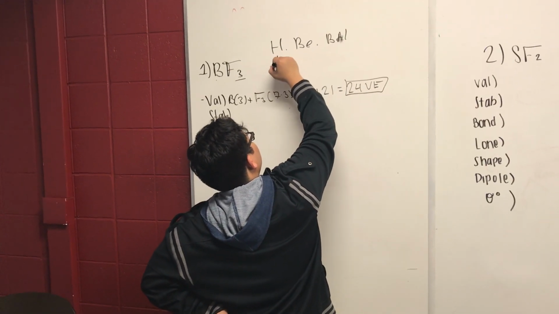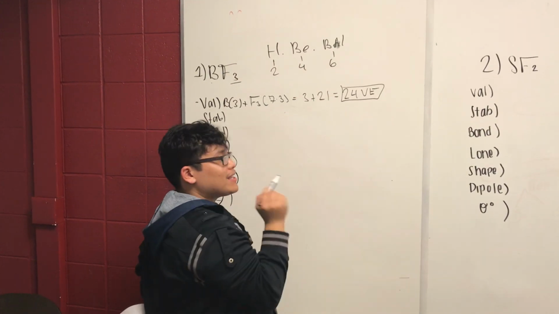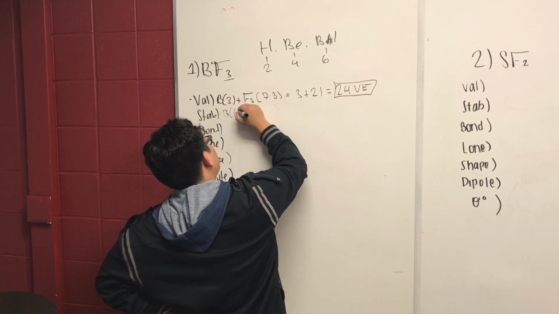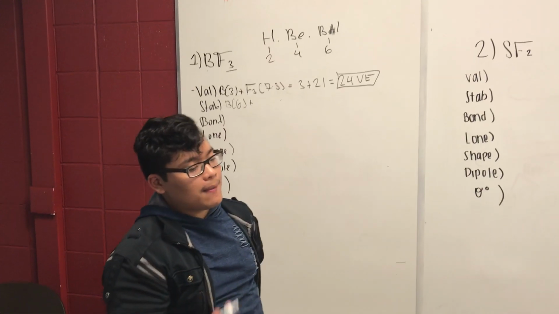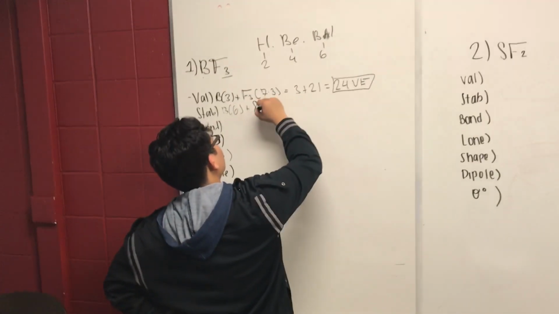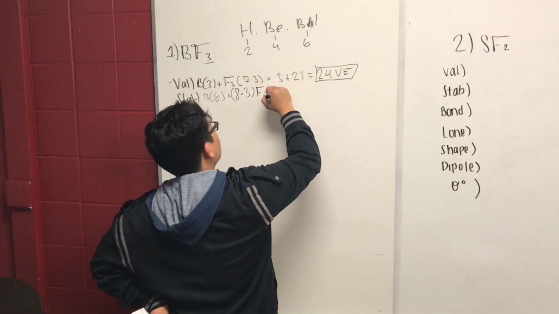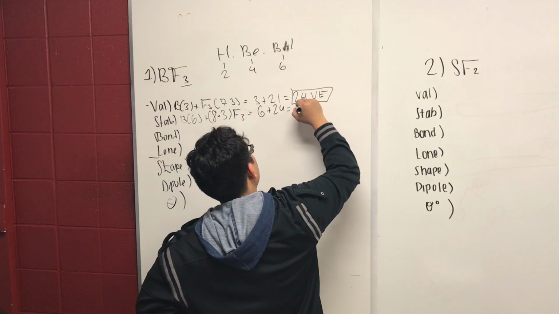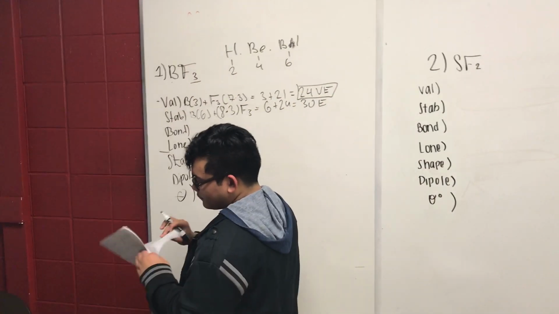HB ball. This is 2. This is 4. These are 6. And since I wrote this down, I know that B is 6. So B is going to be 6 plus F. F is not one of them, so any element that's not that is 8. 8 times 3 for F3. And this is simply 6 plus 24 equals 30 electrons. Let me make sure that's right.